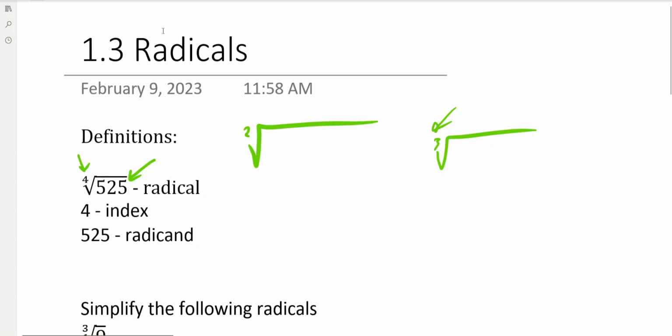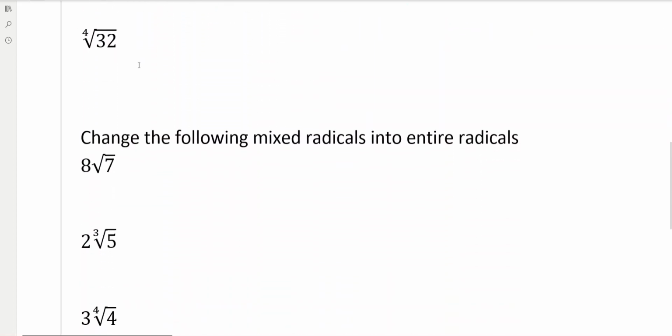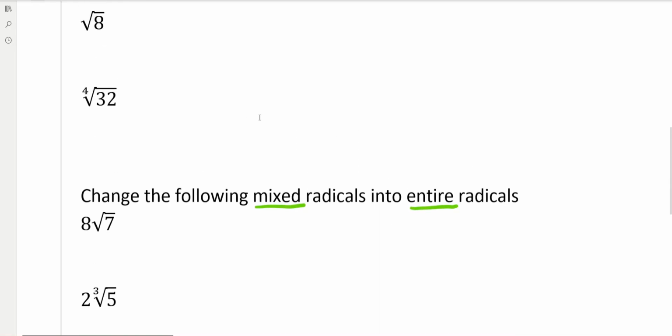We also have a little bit more down here. We have the term mixed radical and the term entire radical. It's actually really easy. It's kind of like when we did fractions in junior high. Mixed fractions have a number in front and the fraction itself. Improper fractions were all in one, and we start using improper fractions for everything after a little while. Same thing here with radicals.